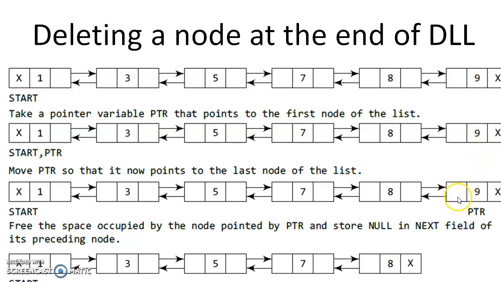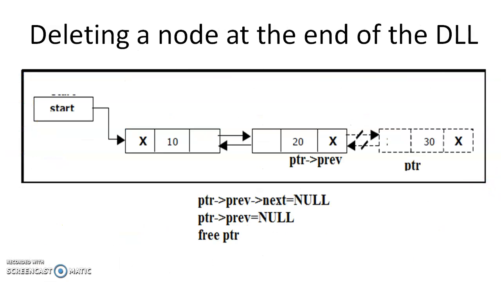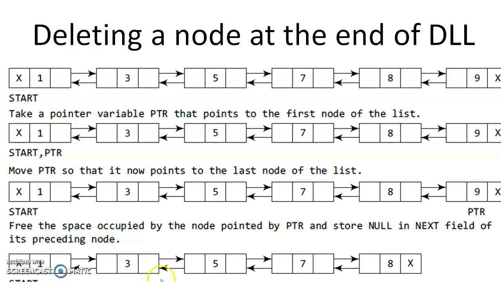So when we are having this as a last node, I want to remove this one. For that purpose, I can do a simple activity, free of pointer. But when we are removing with free of pointer, there is a problem of dangling reference here, because when we are freeing this particular pointer, there are 2 pointers that we are not removing, these 2 pointers.